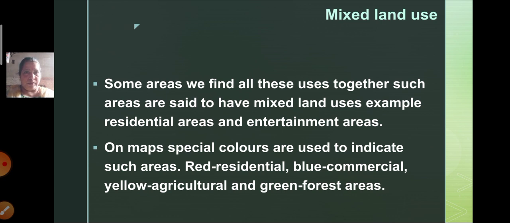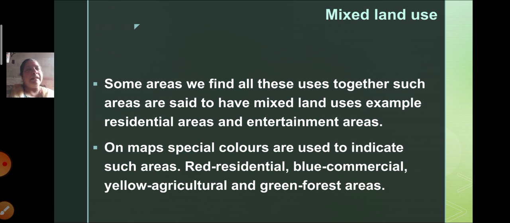That is the mixed land use. Now what is this mixed land use? In some areas we find all these uses of land together, whether it is for recreational purpose, commercial purpose, or residential purpose. All the purposes are put up in one place. For all the purposes the particular land is used. Such areas are said to have mixed land uses.